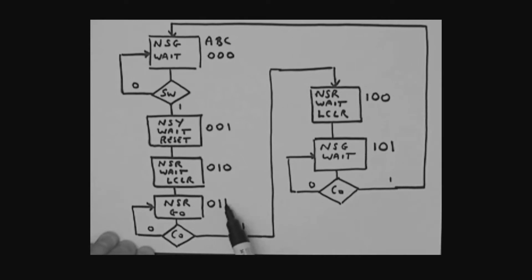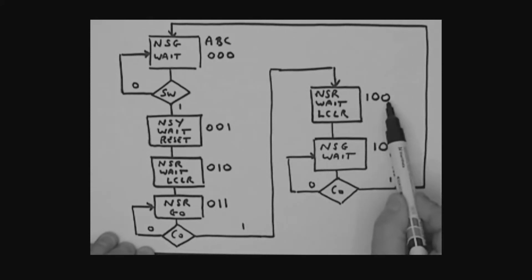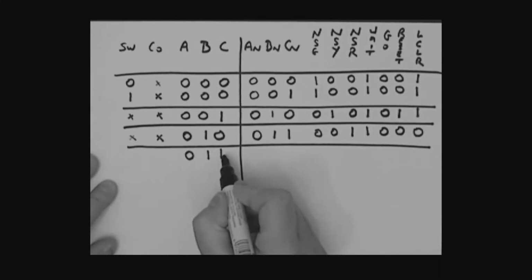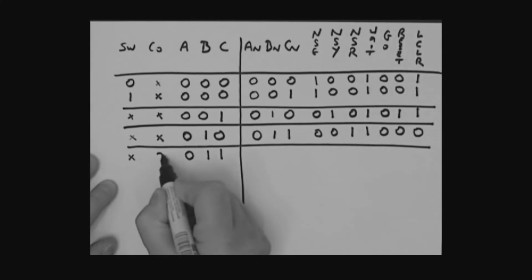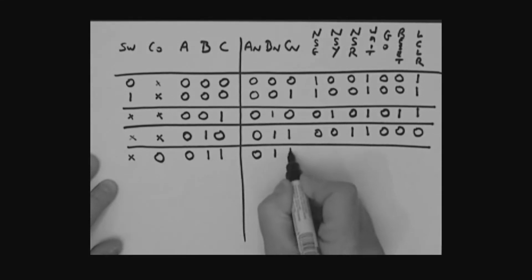If I'm in the 011 state, I need to generate the red and the go. I'm looking at the carry-out. If the carry-out is 0, I stay in that state. If the carry-out is a 1 on the next system clock edge, I will move to the 100 state. So here I'm in the 011 state. Don't care about the switch. Do care about the carry-out. If the carry-out is 0, stay in the same state.